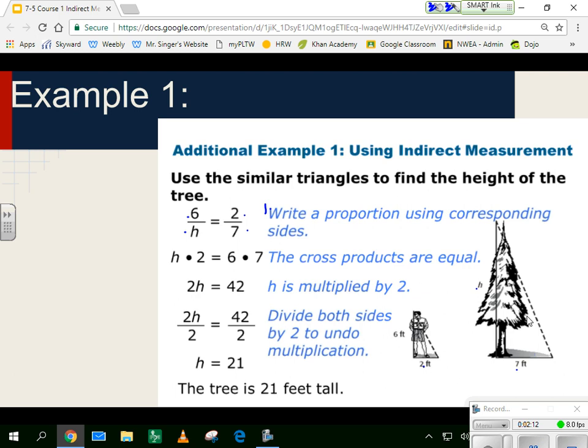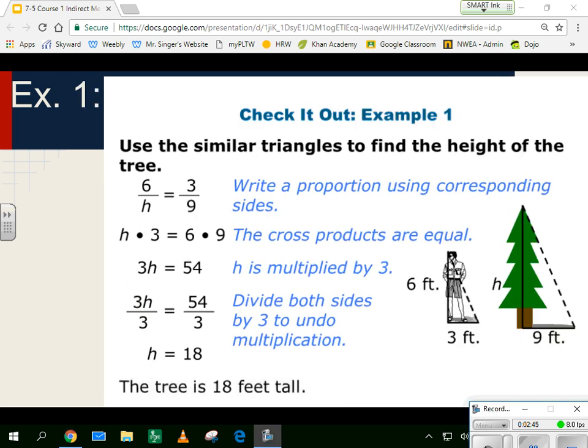So once you have the proportion written out, the second step is to do cross product. So 6 times 7 and h times 2. 6 times 7 is 42. h times 2 is 2h. So now to solve for the variable, we have to divide both sides by that coefficient of 2, which will undo the multiplication. You're left with h, and 2 goes into 42 21 times. So the height of this tree would be 21 feet tall. Copy this problem down before moving on.